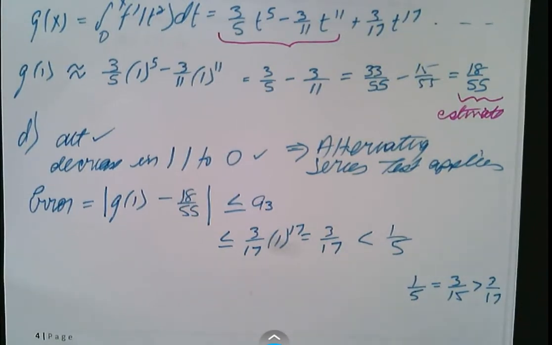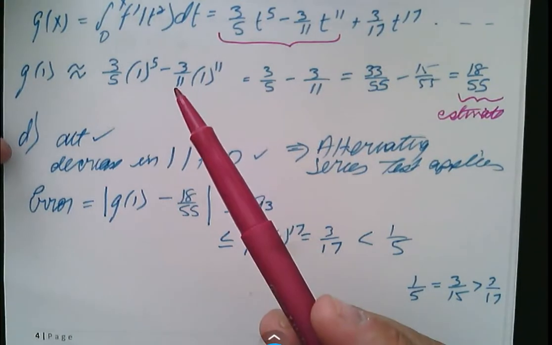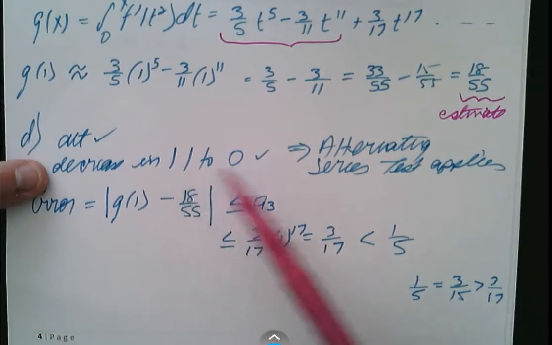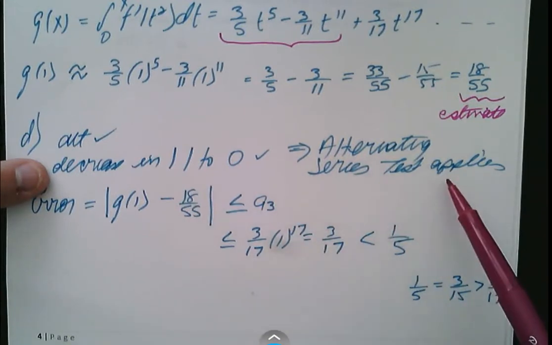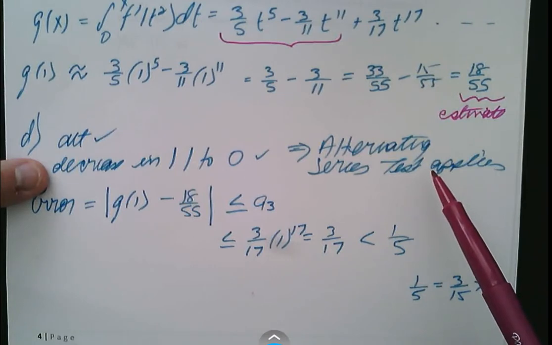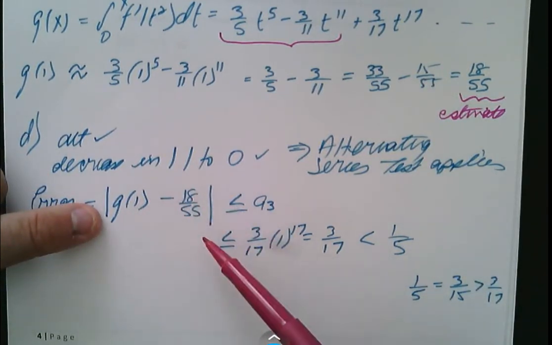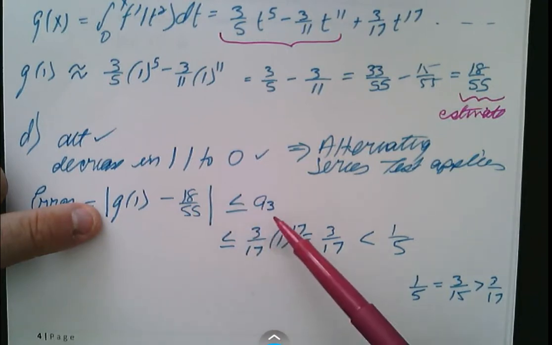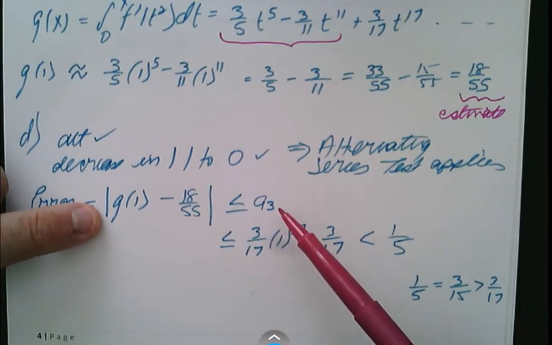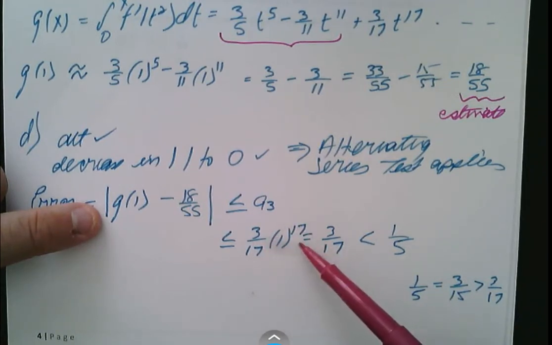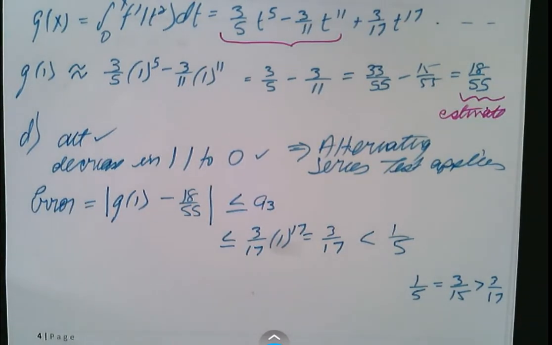The key here in this problem is recognizing in part D that because your terms are alternating and they're decreasing in absolute value to 0, the alternating series test applies. And what the alternating series test tells us is that the difference between the value of the function and my estimate is less than or equal to the next term in my sequence, which in this case is 3 over 17 times 1 to the 17th power. Okay, let's keep going.